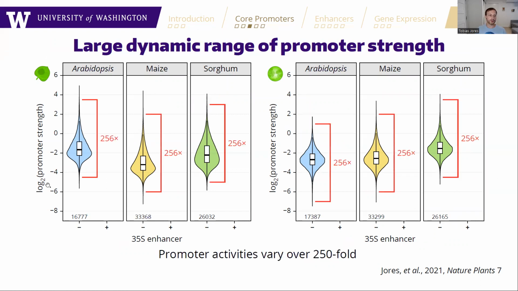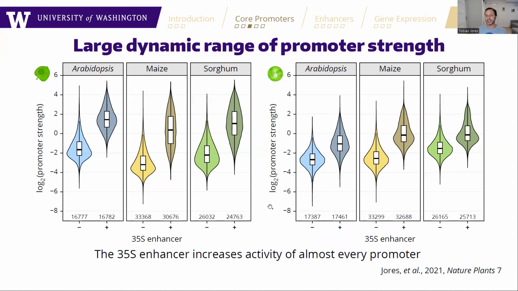I also want to point out that the promoter strength on the y-axis is on a logarithmic scale. And so in all cases, we have a wide dynamic range of promoter strength, with the strongest promoter being more than 250 times stronger than the weakest ones. On the slide before this, I showed you that we also tested these core promoters in conjunction with the 35S enhancer. And we can see that the activity of almost every single core promoter is stimulated by the addition of the 35S enhancer. So we can even measure interactions between individual cis-regulatory elements like promoters and enhancers.